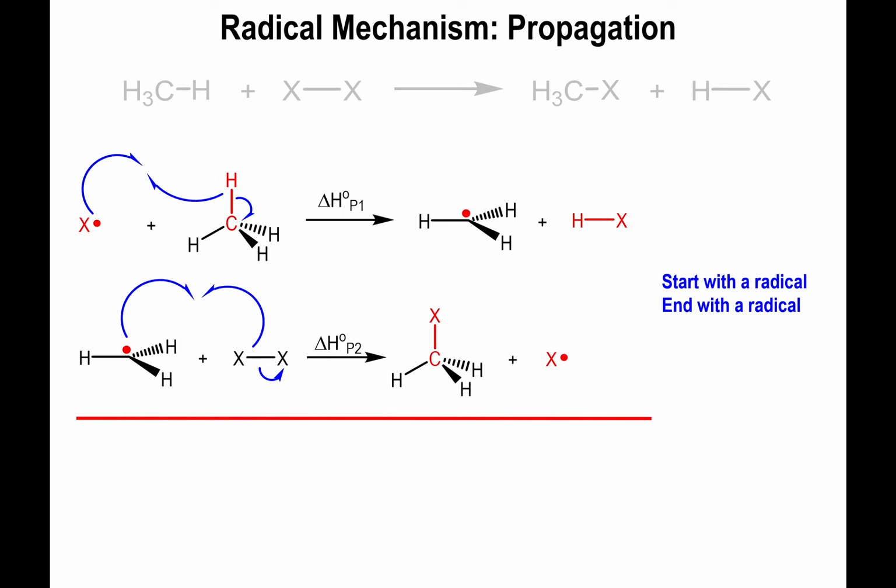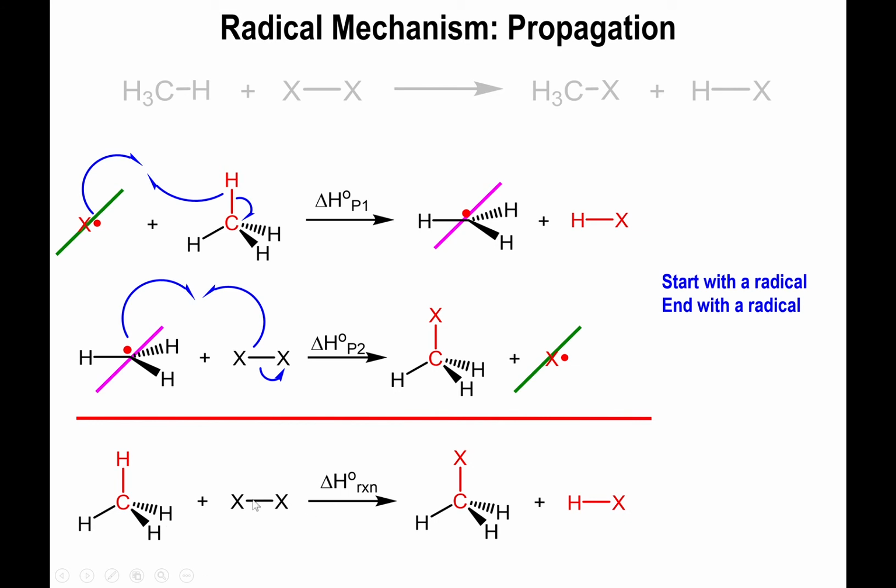The second thing I want to point out is that if you look at propagation step number 1 and propagation step number 2 and add these two steps together, notice that the X radical cancels out because we started with that and then ended up reforming it. But also the intermediate organic radical cancels out. It appears once as a product of the first propagation step, but then becomes a reactant of the second propagation step. So overall, the only things left over are the reactants and products of the overall reaction that we have up here. So the sum of the propagation steps is equal to the overall reaction.